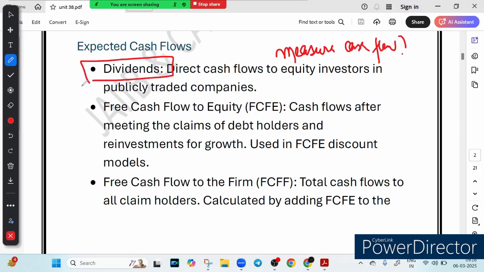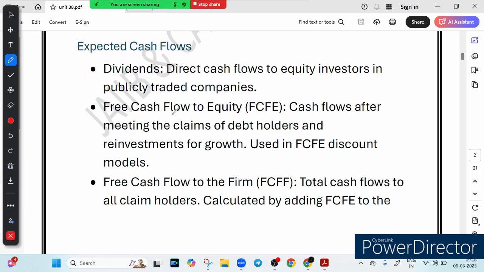You know what a dividend is? If you own shares in a company, dividends are the cash payments made directly to you as an investor. You directly get some cash, and that is called a dividend. This is the simplest and most direct way to measure cash flow.